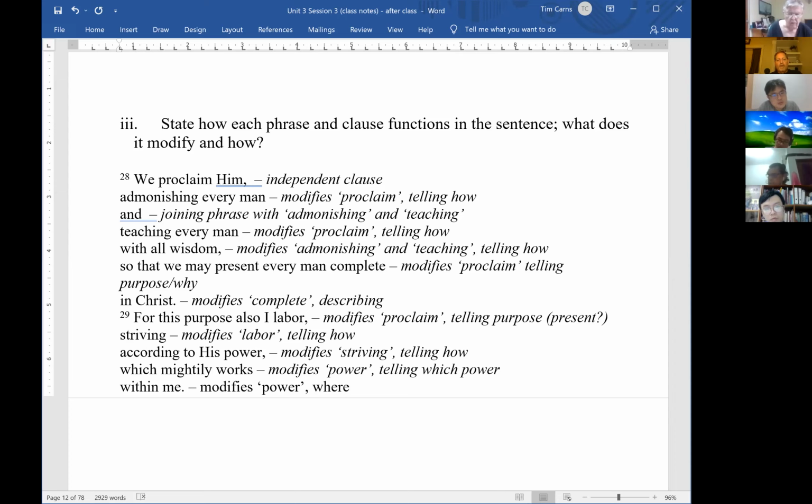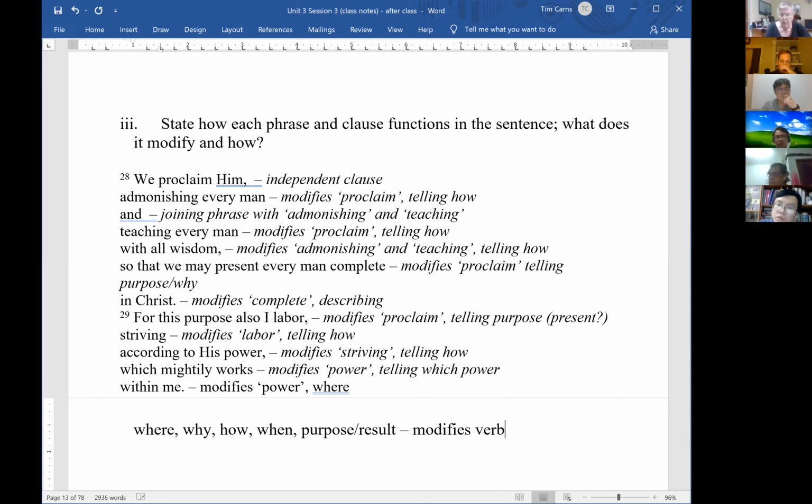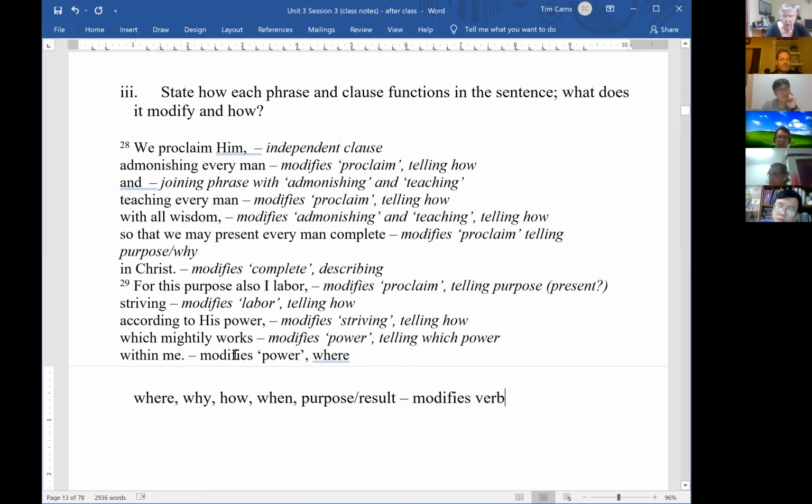Okay, so remember earlier we talked about if it answers a question of where, why, how, or when, or purpose or result, it's going to be an adverbial, right? That modifies a verb. So if it's describing a location, "according to his power, which mightily works within me," within modifies works, a verb, because it's answering the question where. Within me, where is it working? Within me.